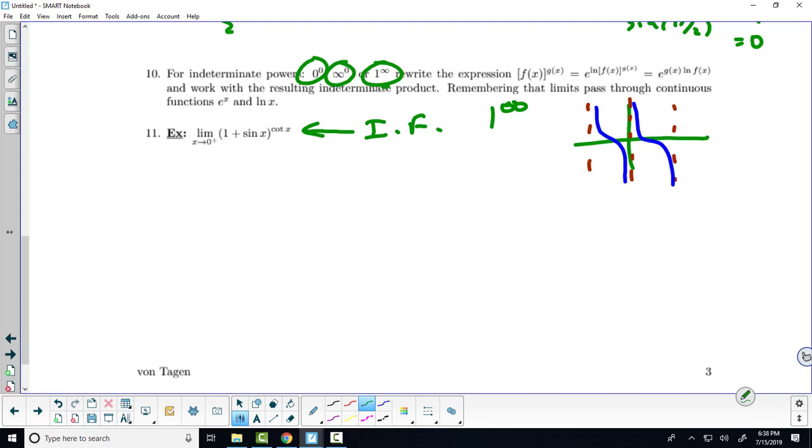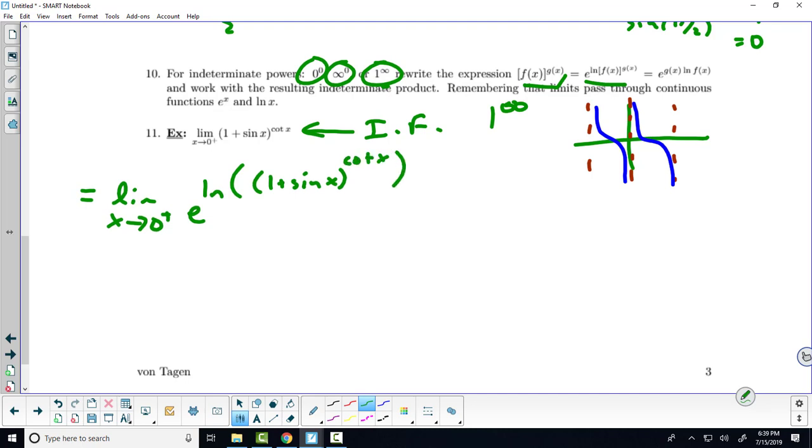Let's see what happens here. So the trick is to go ahead and rewrite the original indeterminate power as e to the natural log of that indeterminate power. So let's do so. This is equal to the limit as x approaches 0 from the right of e to the natural log of (1 plus the sine of x) to the cotangent of x. Why is that true? Because e to the natural log of an expression is just that expression, as long as that expression was initially positive.